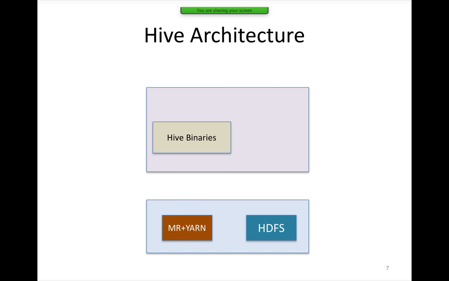To store the data, it uses HDFS, and to process the data, it uses YARN. So it's tightly coupled with MapReduce. And then you have something called the Hive metastore, like in a traditional RDBMS. So what is this metastore?